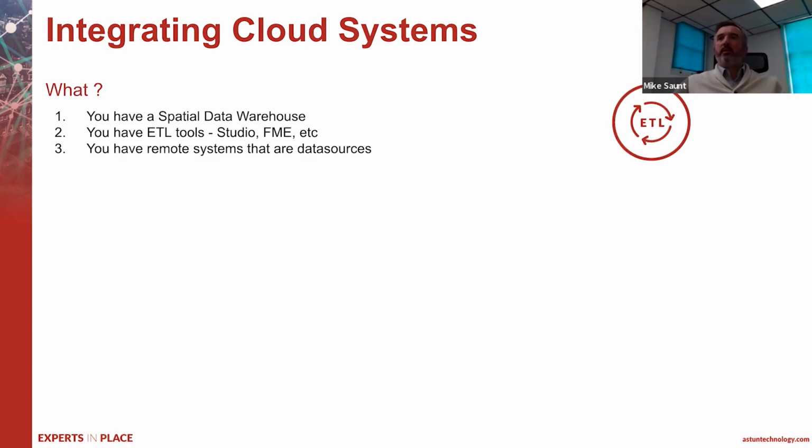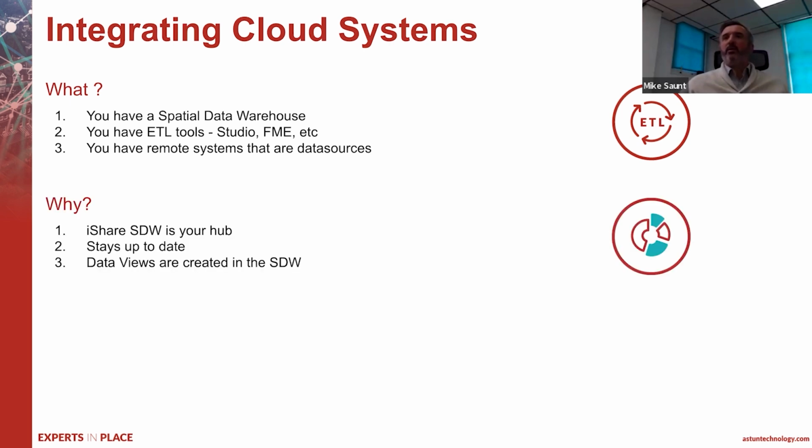So, integrating cloud systems. What have you got? You've got a spatial data warehouse. You've got a variety of tools for doing extract, transform, and load, and that may be via the studio, or you may have external tools such as FME. You want data sources, hence this presentation. Why? Well, you want to share your spatial data warehouse as your hub, and you want it to stay up to date. You want to be able to create data views within the spatial data warehouse. Some of those may be that you want to pull data out and make a public view, as opposed to an internal view which may show more information.